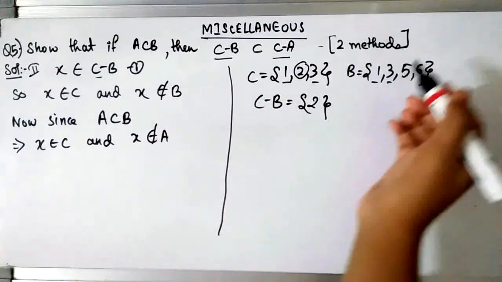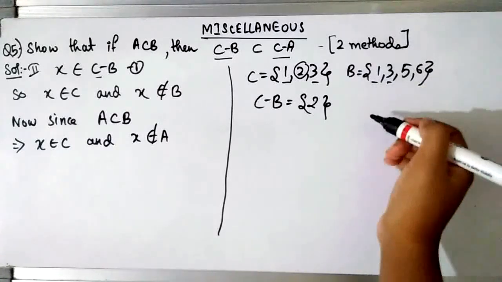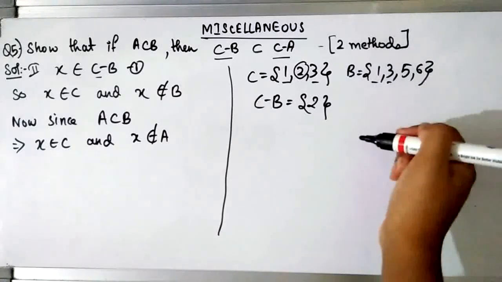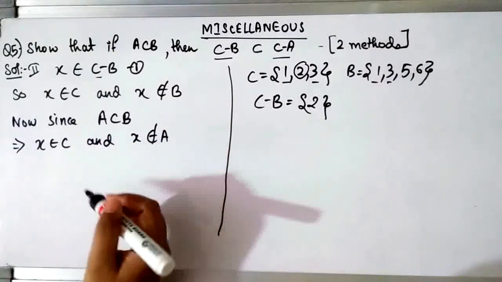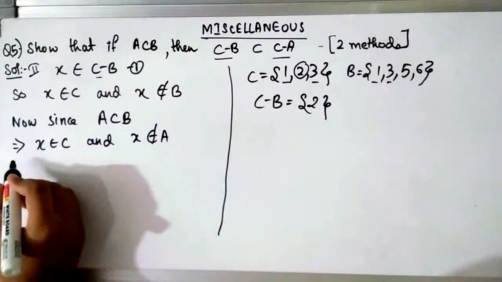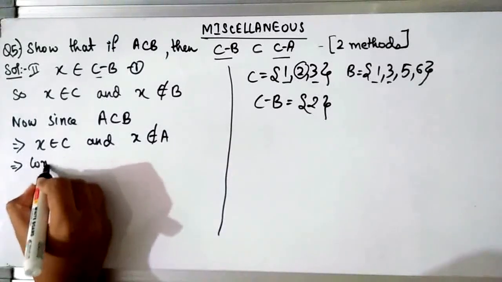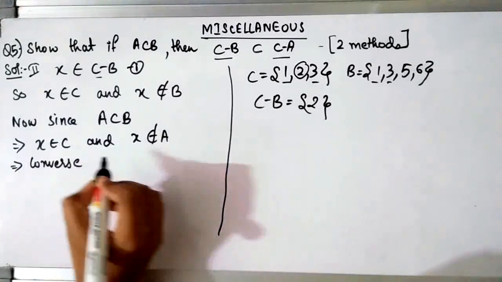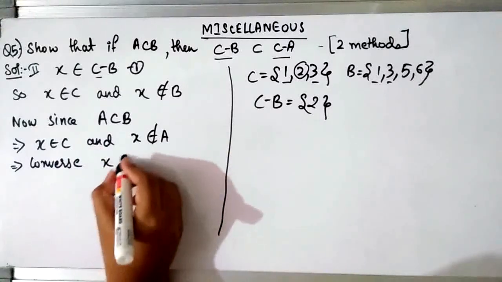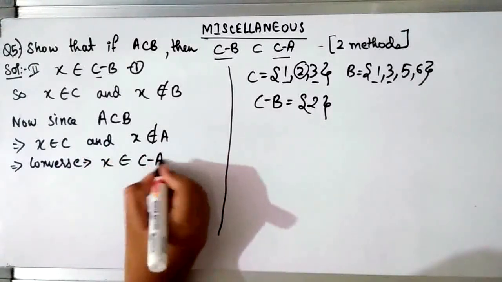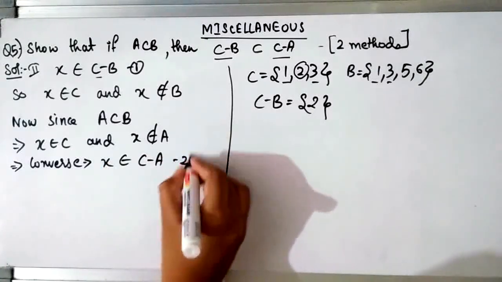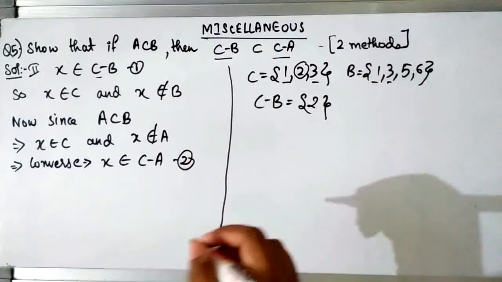Now if you check, B does not have 2 in it, so how will a subset of B have 2 in it, right? And A is a subset of B, so X will not belong to A also. Now with this we will do our converse, and we get that X belongs to C minus A. Take it as our second equation.